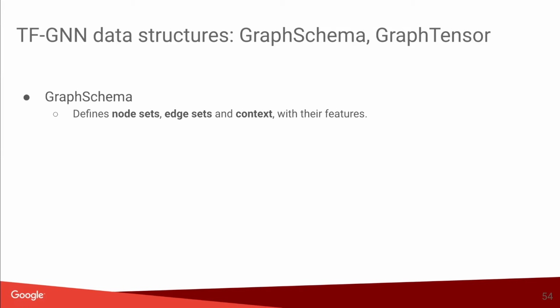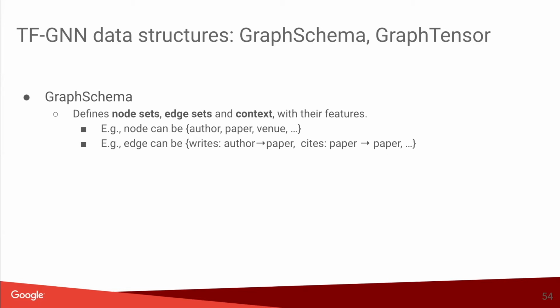Note that since TF-GNN supports heterogeneous graphs, each different entity or relation can be represented as a separate node set or edge set. For example, in an academic paper citation network, each entity such as the author, paper, or venue can have their respective node sets. Similarly, different edge sets such as writes or cites will have a separate declaration. You will define the graph schema once to build your graph neural network model.